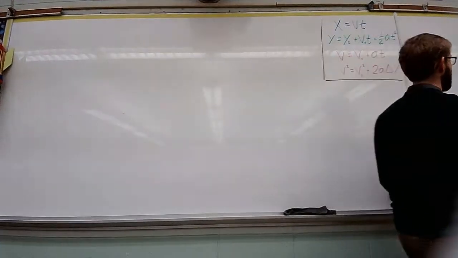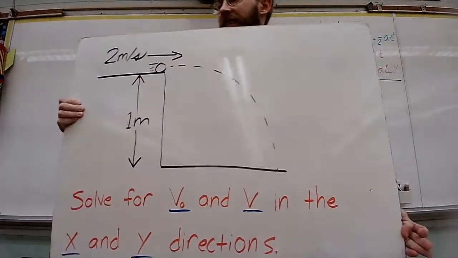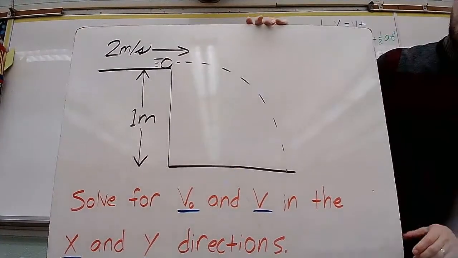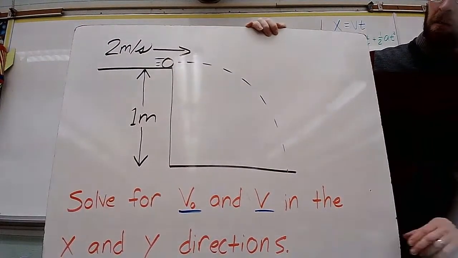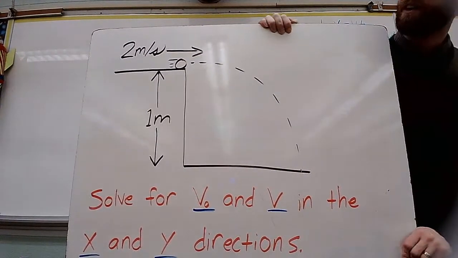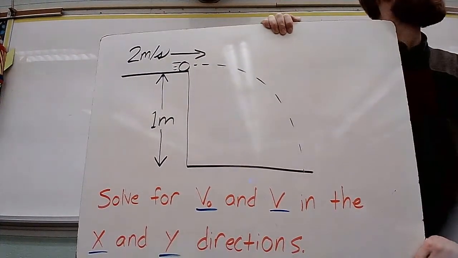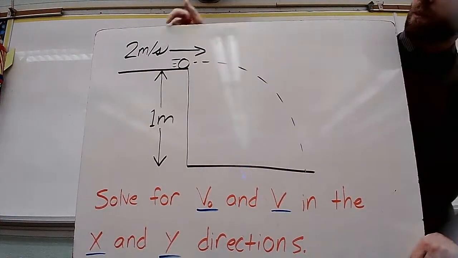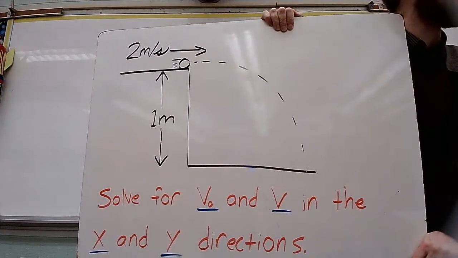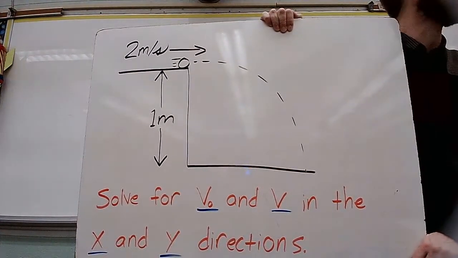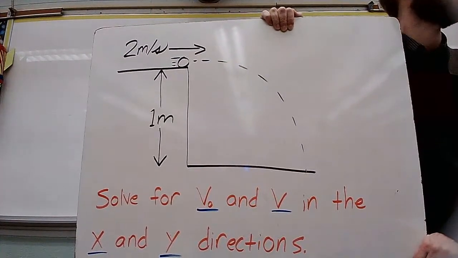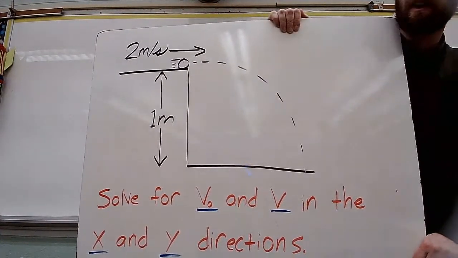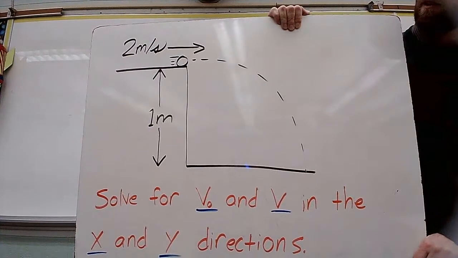Okay, let's take a look at the question. So you can see the scenario. We've got a ball rolling off a table. The table's 1 meter high. So we need to solve for both the original and final velocities in the x and y direction. What is the original velocity in the x direction? 2, yeah, because it's rolling at 2 meters per second. What is the final velocity in the x direction? 2. Why? Exactly. There's no horizontal force on this object, so 2 meters per second will remain for the entire time that this ball is in the air.